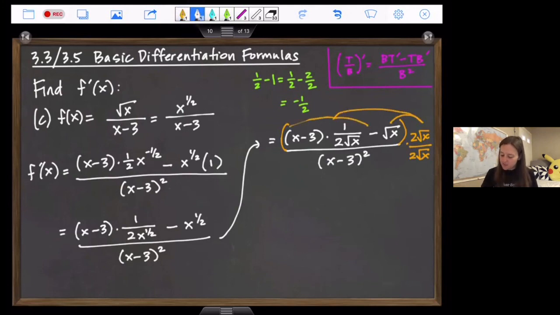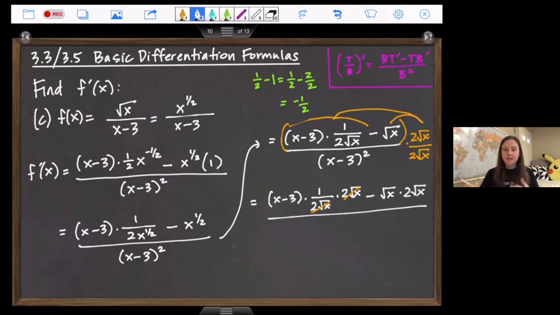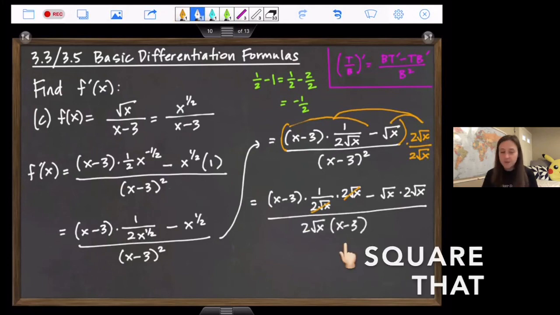So when I multiply on top, I get x minus 3 times 1 over 2 root x times 2 root x. This is going to be the whole point of doing this, that these 2 root x's are going to cancel out. And then I've got minus root x times 2 root x, all over the denominator squared, which also gets multiplied by 2 root x. I'm going to put that out front. And that denominator is not going to get any prettier, but up top we'll get a little bit.